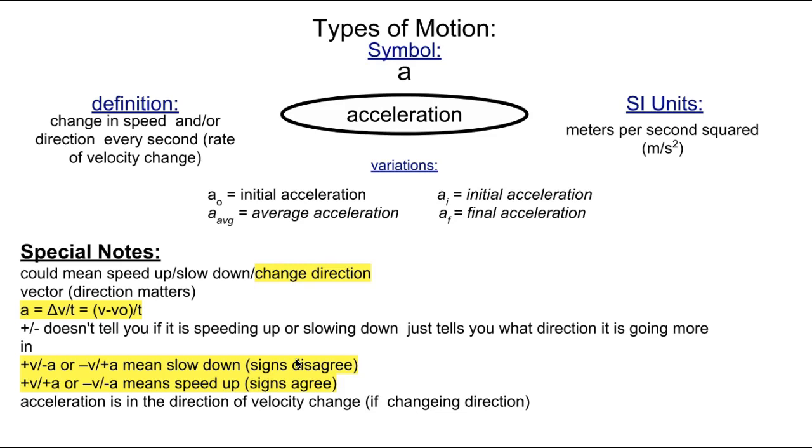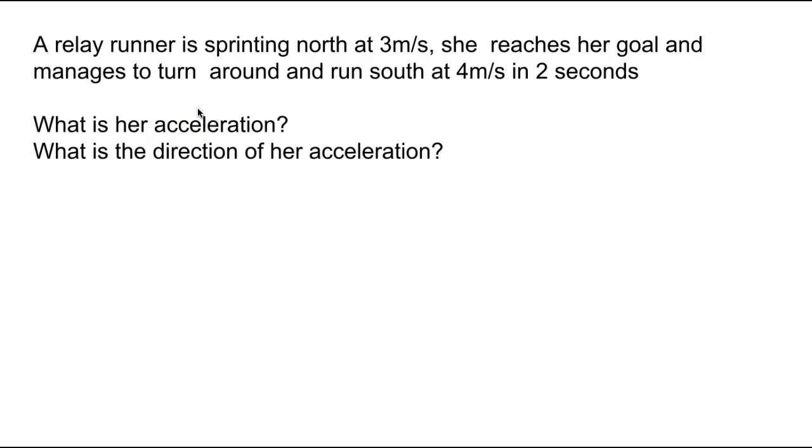All right, so let's look at that problem. A relay runner is sprinting north at 3 meters per second. She reaches her goal and manages to turn around and run straight south at 4 meters per second in 2 seconds. What is her acceleration?